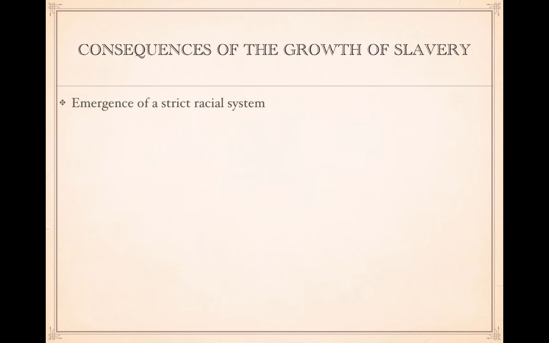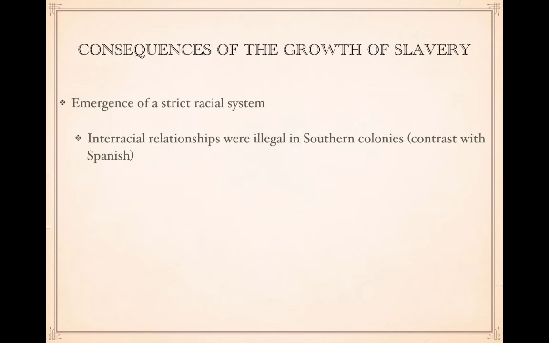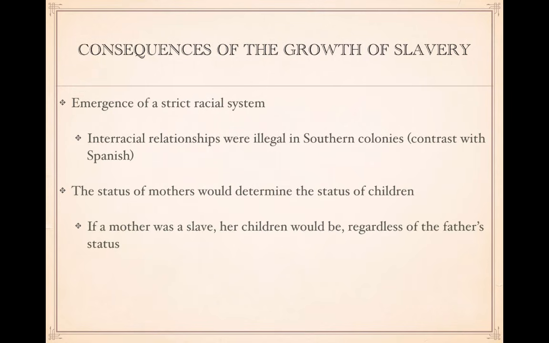Well, we have an emergence of a strict racial caste system. Interracial relationships were illegal in southern colonies. That's unlike, for instance, the Spanish Empire, where you saw a caste system, but it was a racially diverse caste system with groups like mestizos and mulattoes. It's the status of the mother, not the father, that would determine whether a child is a slave or not. So if the mother was a slave, that mother's children would automatically become slaves, regardless if the father was free or slave. It did not matter.